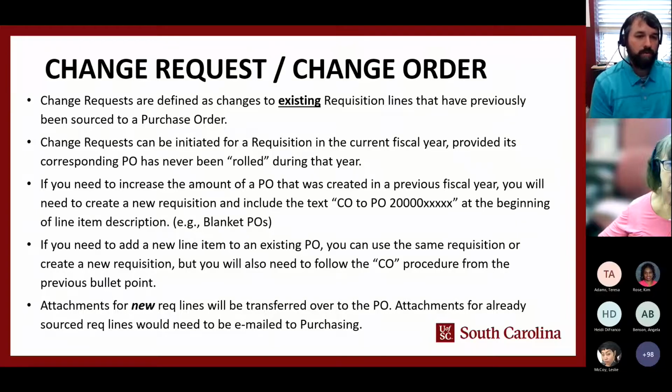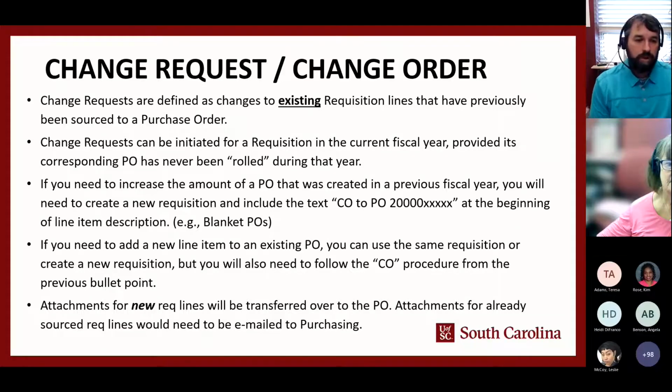So the line itself has now been associated to the purchase order line, and it's gone through a process of getting created, and that has that relationship with the requisition. Change requests can be initiated for a requisition in the current fiscal year, provided its corresponding PO has not been "rolled," and that's a term I put in quotation marks because that's what we typically do at the end of the fiscal year, when we move budgets from one fiscal year to the next.